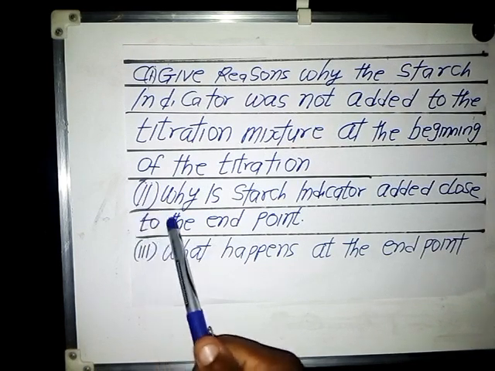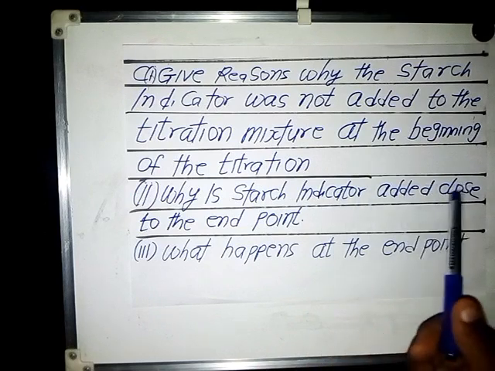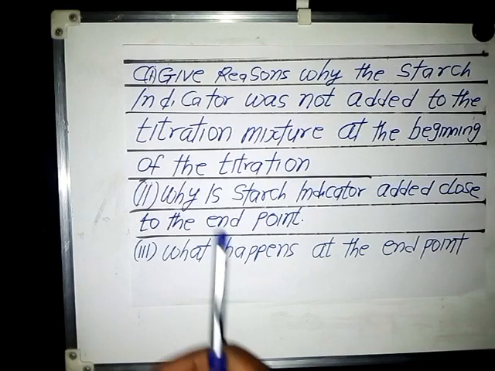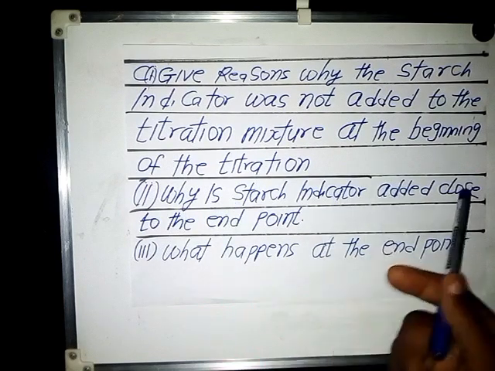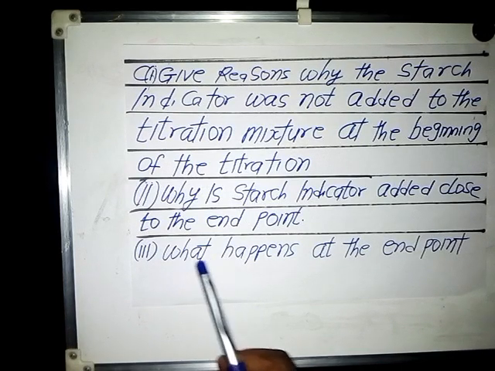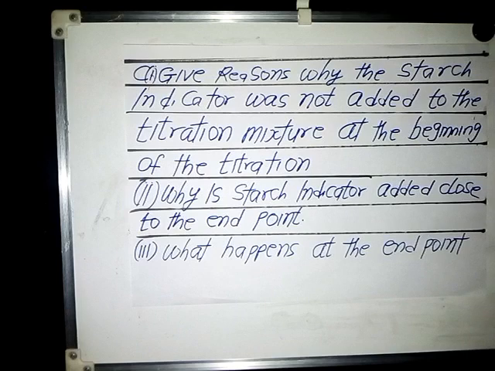See this one. Why is starch indicator added close to the endpoint to give an accurate result? Then this other question: what happens at the endpoint? The color changes from blue-black to colorless. What happens at the endpoint? The color changes from blue-black to colorless.